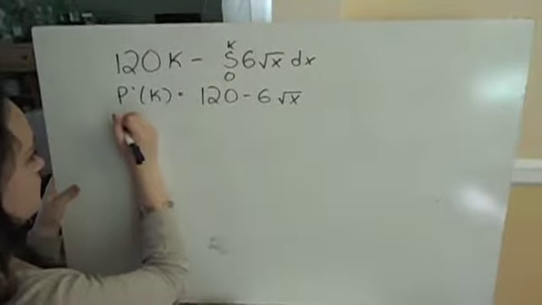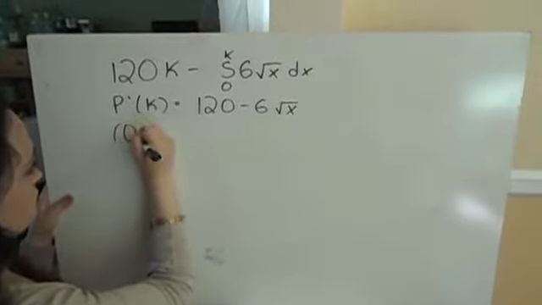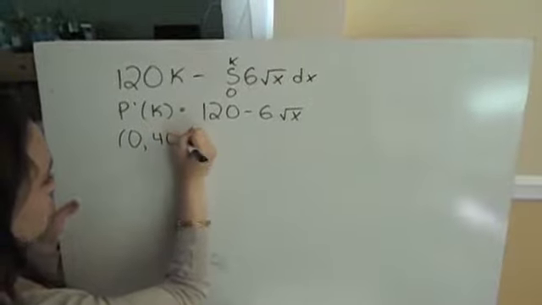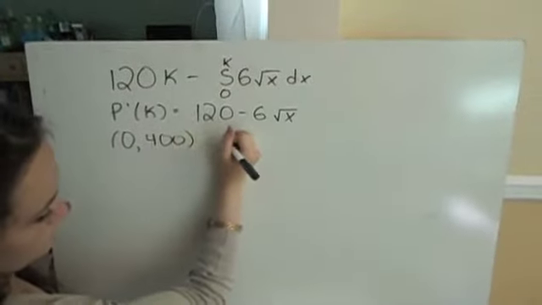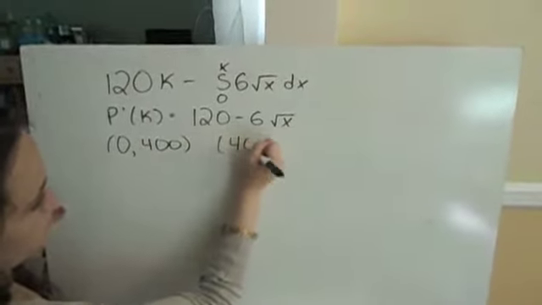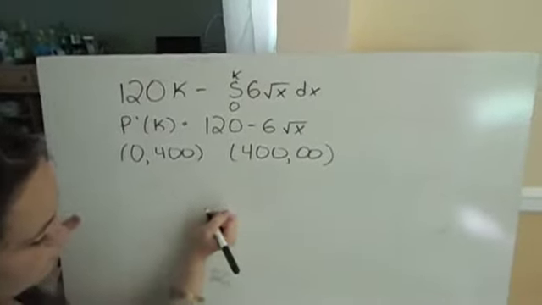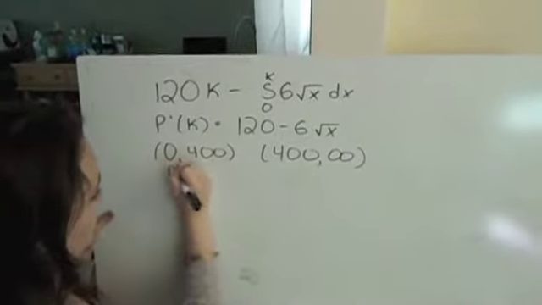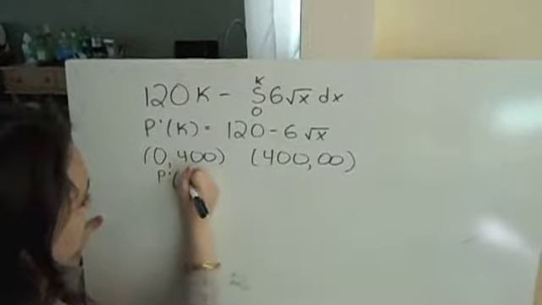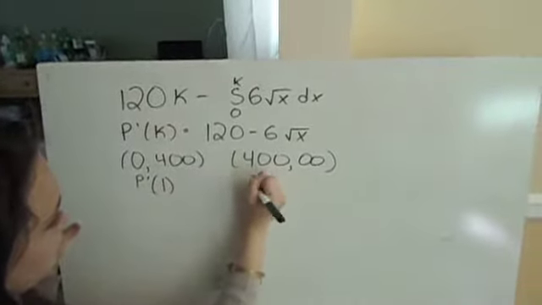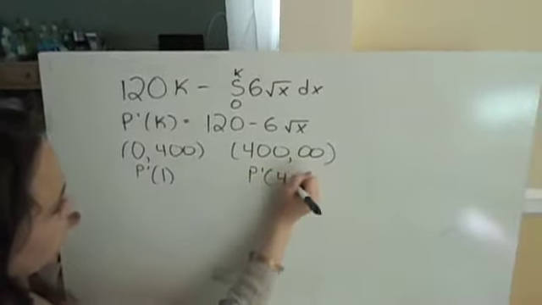The next step, you write the interval from 0 to 400, since a meter length can't be negative, and the other interval is 400 to infinity. Next, you find a number in between each interval. Here we'll use 1 for the first interval, and for the other interval the value we'll use is 401.